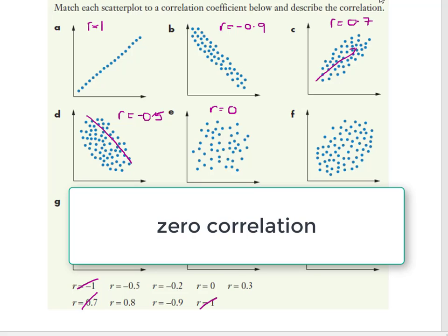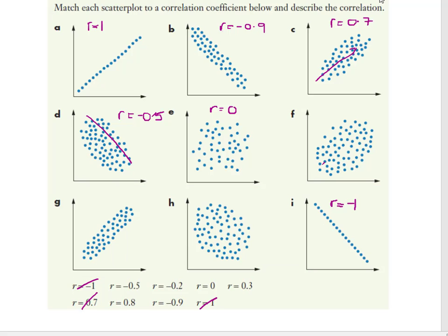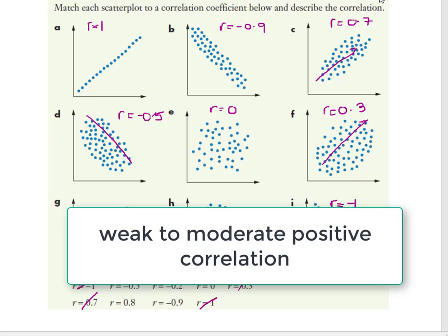Part F, well, my dots kind of are going in a positive direction, but they're really very spread out. So the further away from 1, the less correlation we have. So I'm going to give this a correlation of R equals 0.3. And that's a weak to moderate positive correlation.